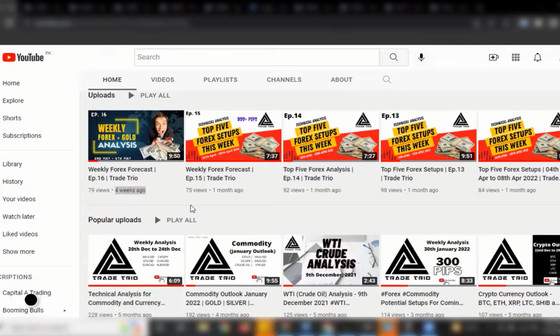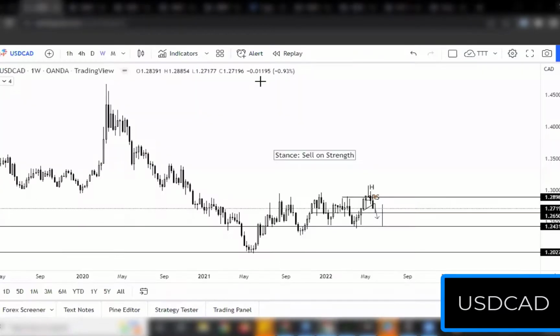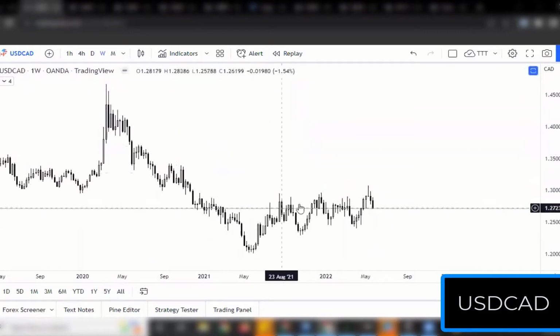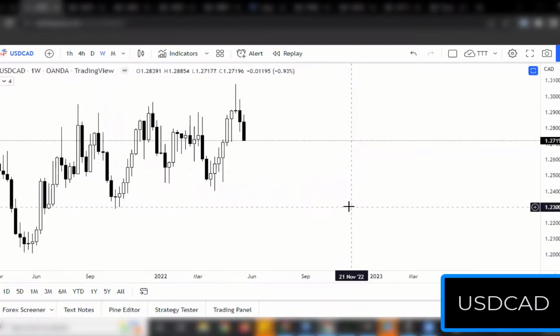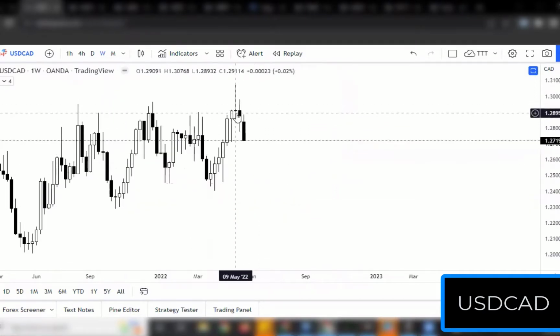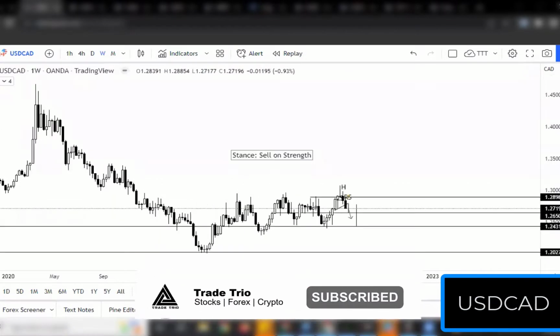The first one is USD CAD. Well, let me share the weekly view first. If you see, USD CAD has given a breakout, but the candle is not very good on this 9th May 2022. This is a rejection candle, and since then we see a sharp decline in USD CAD. Let me draw my drawings back and move on to the daily.